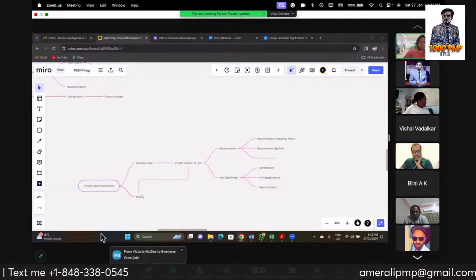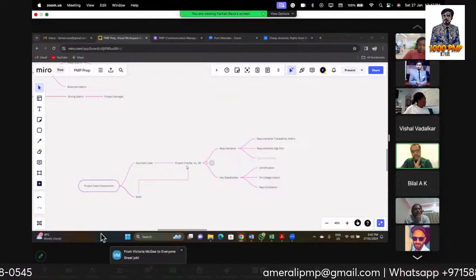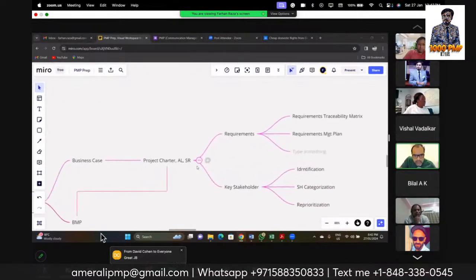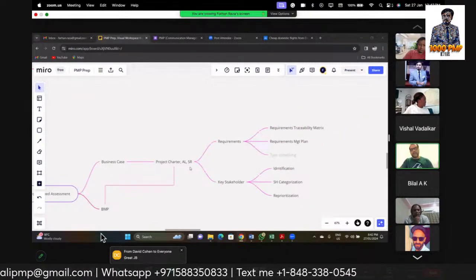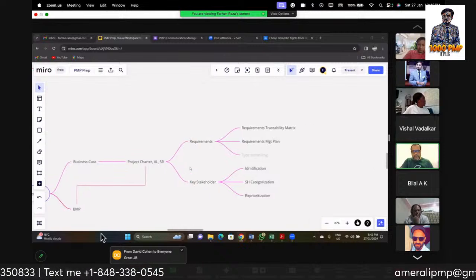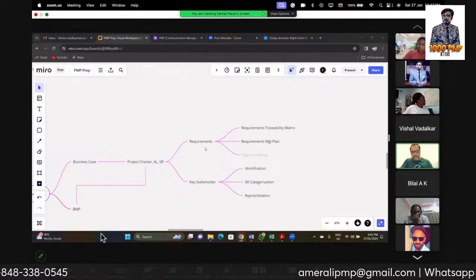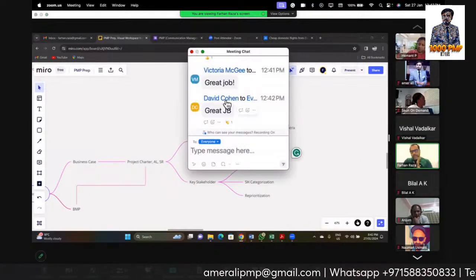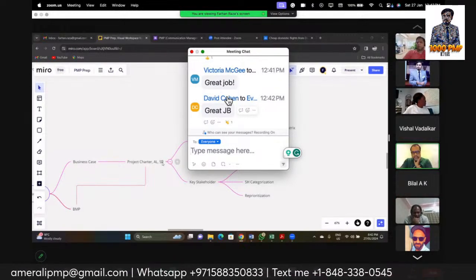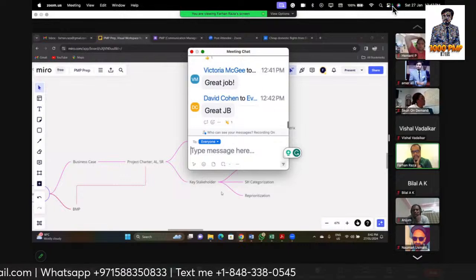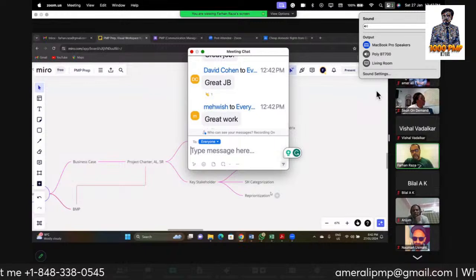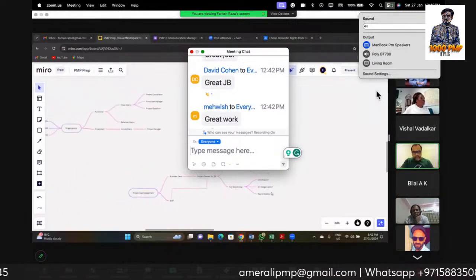So we will have a business case and a BMP, and using that we will have a project charter, assumption log, and the high level stakeholder registers. On the basis of that, we will be expecting the high level requirements so that we could have an RTM and the requirements management plan. And from the stakeholders, we will be identifying those key stakeholders, stakeholder categorization, and then the reprioritization for that.